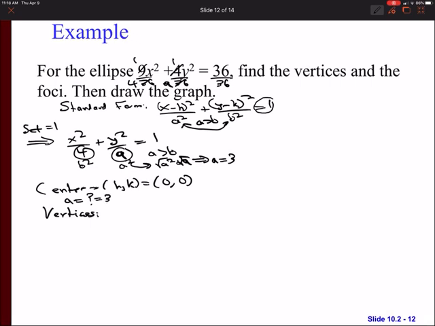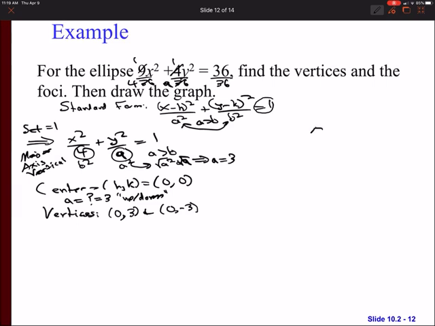Now with a being with y, that means we're going to go up and down 3 units. Remember, I'll make a note here beside it: our major axis is vertical, so up and down. If a had been with x, we'd go right and left 3 units. If the larger denominator had been with the x squared term, we go right and left because the major axis would be horizontal. So if we go up 3 units from 0, 0, we have a vertex at 0, 3. And if we go down 3 units, we have a vertex at 0, -3.